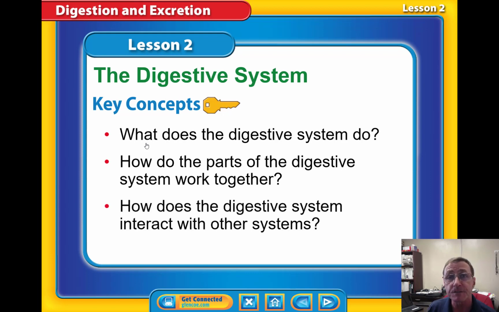How does the digestive system interact with other systems? As you saw in chapter 14, and we'll see in every chapter, the body's systems all work with other systems to keep us alive, to do different things. Everything is interconnected, and the proper function of each system is really vital to an organism, that's us, to human survival.